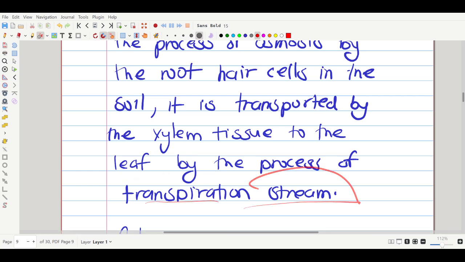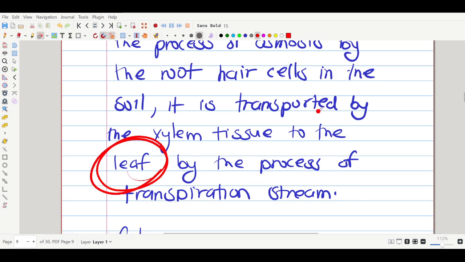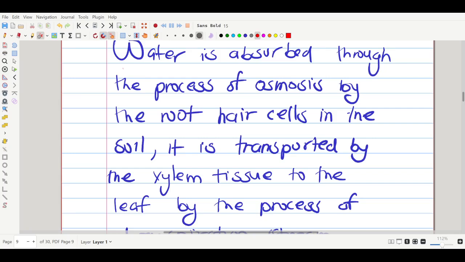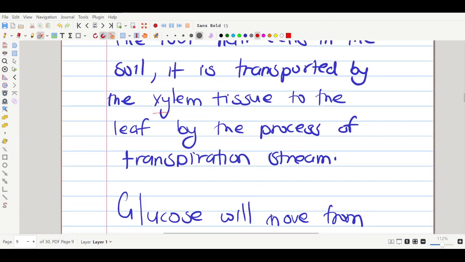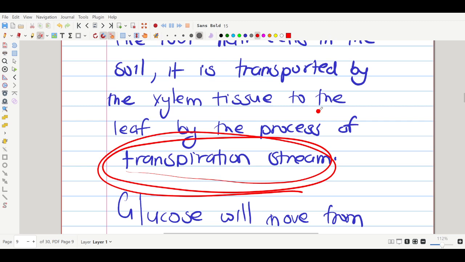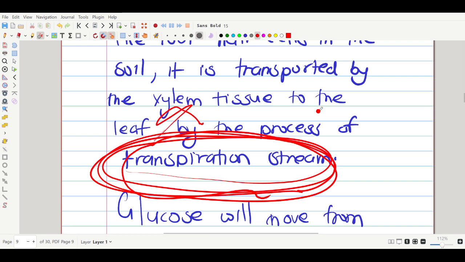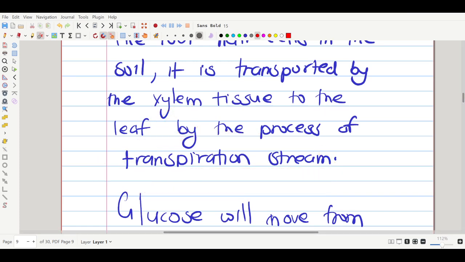Photosynthesis takes place in the leaf. So water here is absorbed through the process of osmosis by the root hair cells in the soil. It is transported by the xylem tissue to the leaf where photosynthesis takes place by the process of transpiration stream. So the takeaway here is that the movement of water in the xylem tissue, in the xylem vessel, is called transpiration stream. The continuous movement of water.